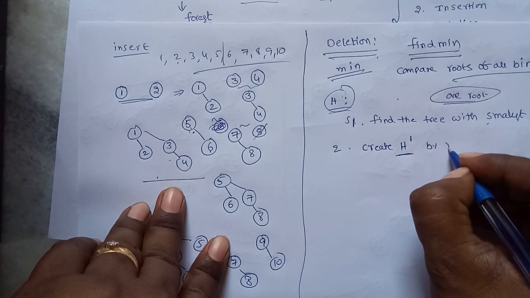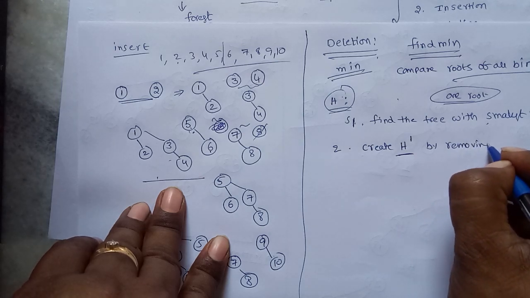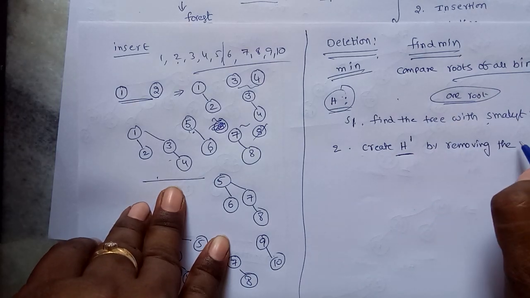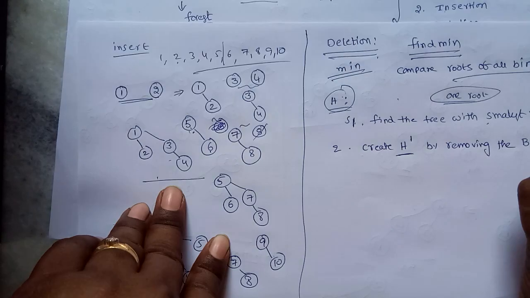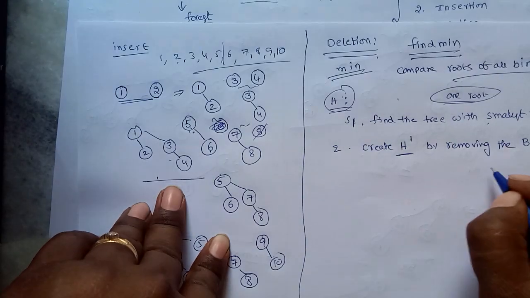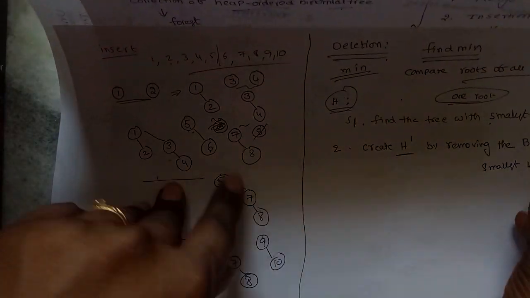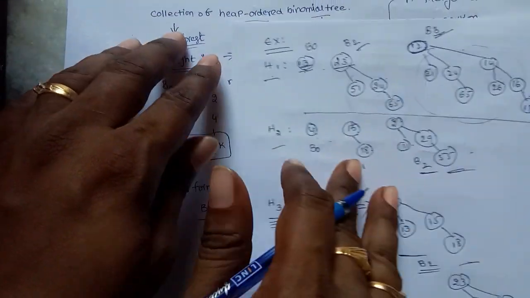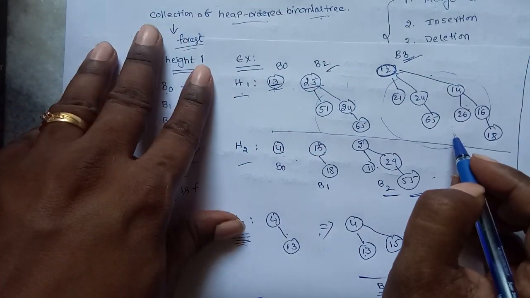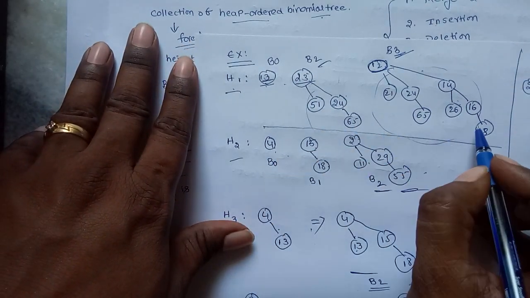By removing the binomial tree with the smallest root. That means, suppose this is the given H. Consider the example, this is the given H.